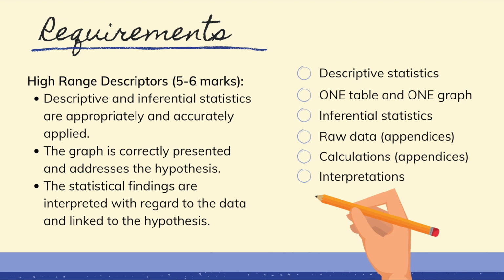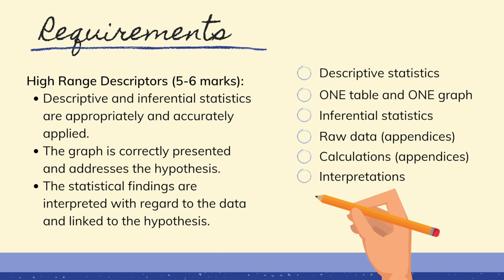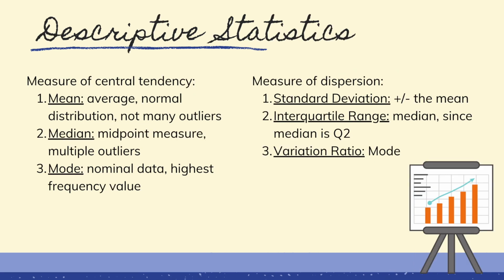For not including your raw data, you would get a max of 2 out of 6 in this section, regardless of if everything else is in place. Not having your raw data would result in that. So it's just a matter of including it in your appendices. And if your inferential statistics calculations are not in your appendices, you would get a 3 out of 6 in this section. So moving on, descriptive statistics is what we will discuss next.